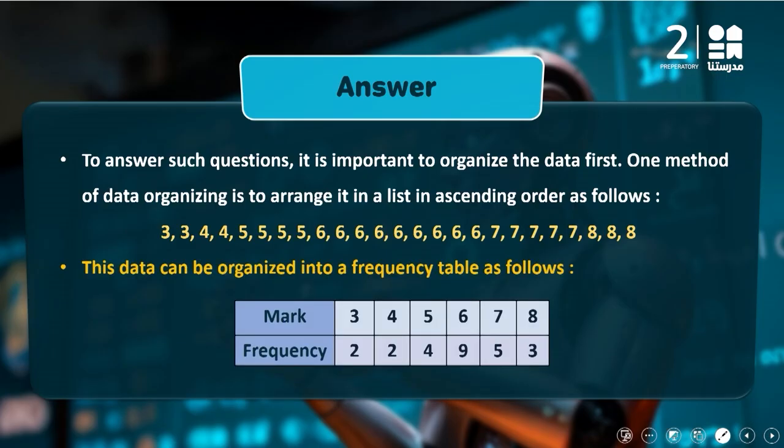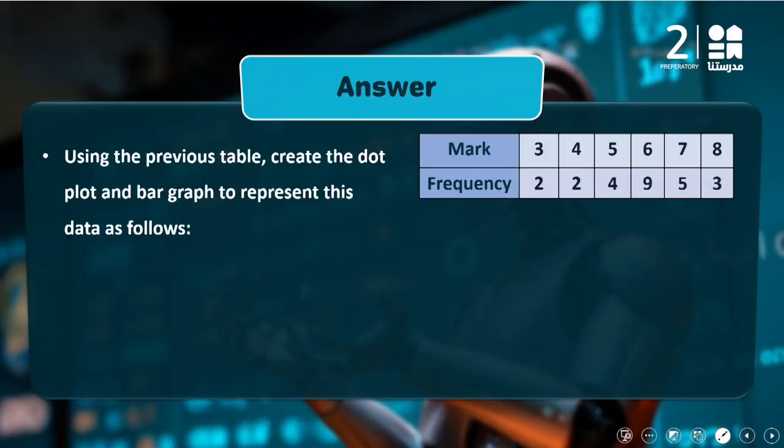This data can be organized into a frequency table like this table. We have marks 3, 4, 5, 6, 7, and 8. And for the frequency, 3 is repeated 2 times, 4 repeated 2 times, 5 repeated 4 times, 6 repeated 9 times, 7 repeated 5 times, and 8 repeated 3 times. So this table is a frequency table. How can we solve this question? First, we can use this frequency table to create the dot plot and the bar graph. Let's start with the dot plot.